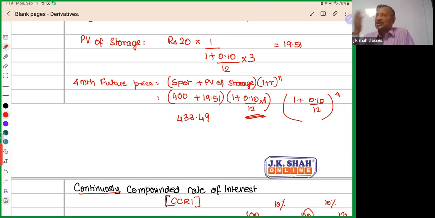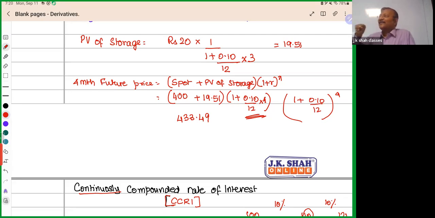Divide by 6. Divide by 6 and raise to the power 2. क्योंकि 4 महीने में bi-monthly compounding कितने बार होगा? 2 बार, no? Every 2 months it's going to compound. So in a 4-month period, the compounding will happen twice, right? So raise to the power 2.